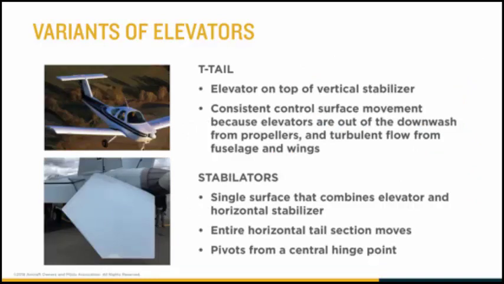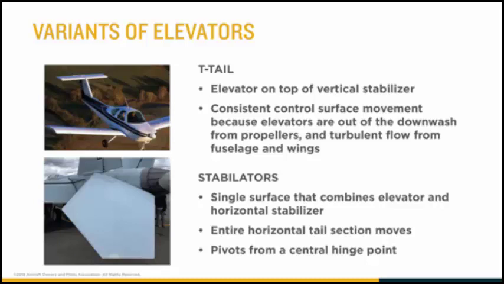An airplane may use any of several elevator types and locations based on the airplane's mission and the preferences of its designers. A T-tail is a configuration that features a vertical stabilizer with the horizontal stabilizer mounted on top. Thus, the tail has the shape of the letter T. This configuration provides consistent control surface movement throughout the phases of flight because the elevator is above the effects of downwash from the propeller, as well as airflow around the fuselage and wings.